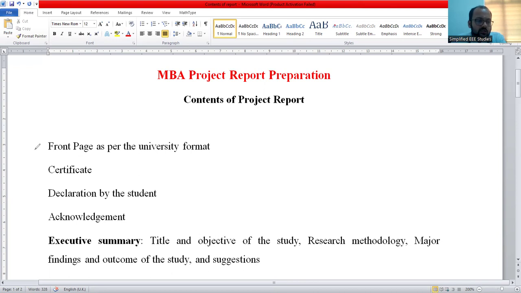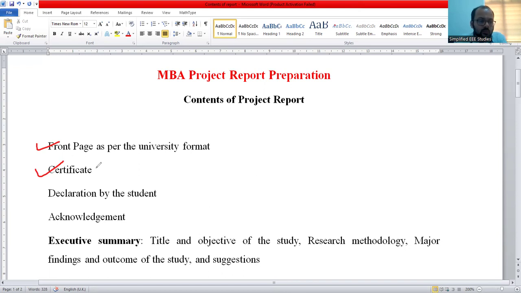So in the front page, what is needed? Mainly the title of the project, then your name and USN, and your guide, the designation of the guide, who guided you. The details of the guide are needed. Second one is called a certificate page.